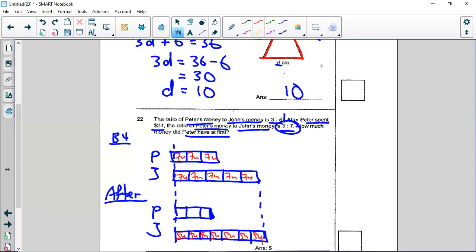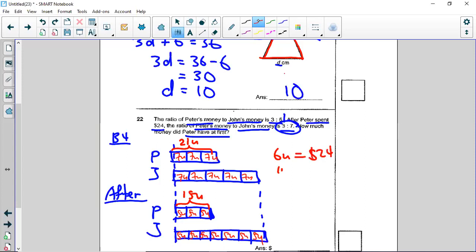So this will be 7 units, and then the after model will be 5 units. Okay, can you see that? And then you can compare already. Like, what do you compare? You can compare Peter's money. Peter has 21 units, and now he has only 15 units. So he must have spent how many units? 21 minus 15. So he must have spent 6 units, which is $24.